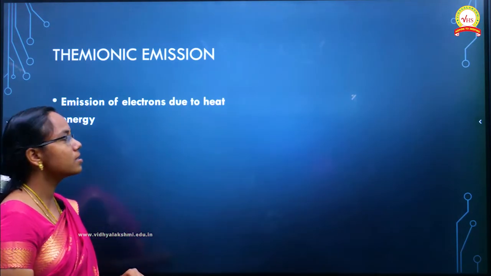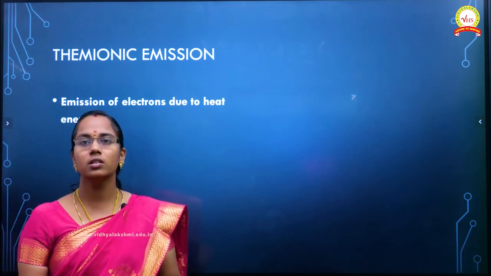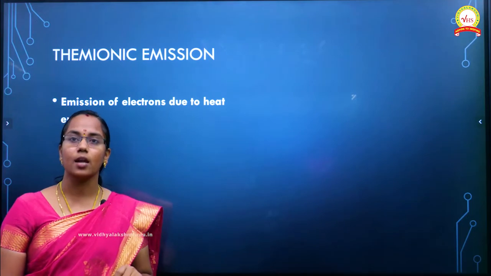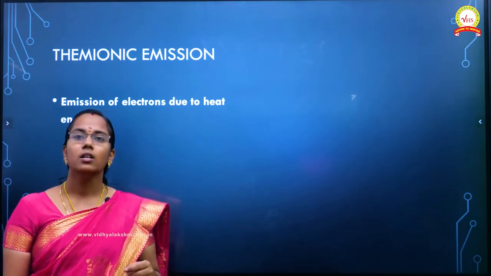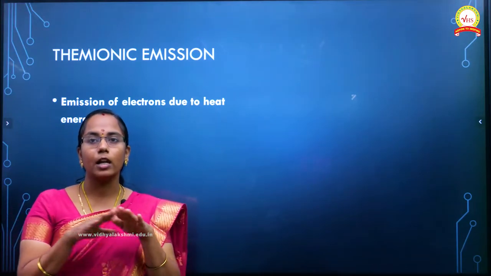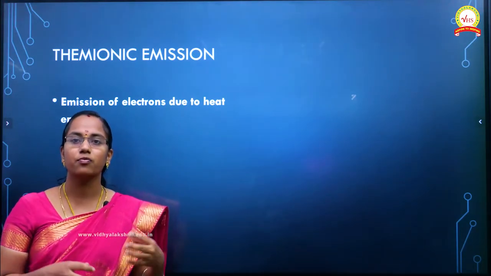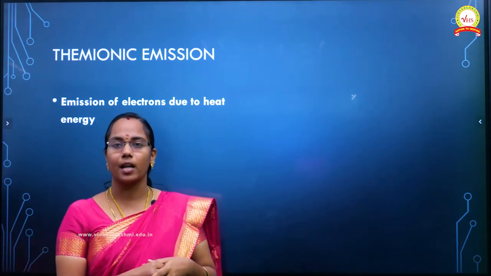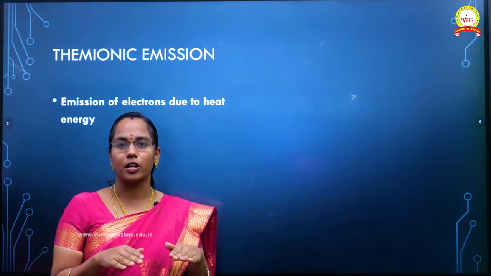Now the first type of emission is thermionic emission. From the very name itself, we can understand what thermionic emission is. Thermal means heat. The electrons located on the metal surface will gain energy from heat, and that energy will be used up by the electron to overcome the work function.